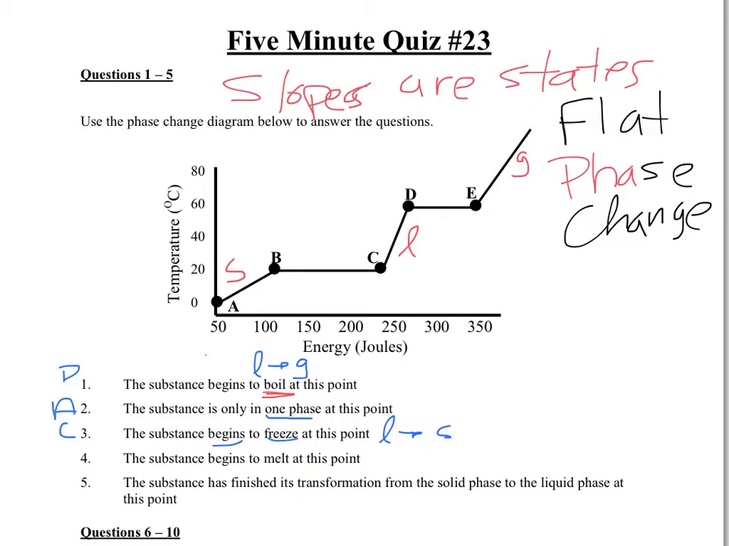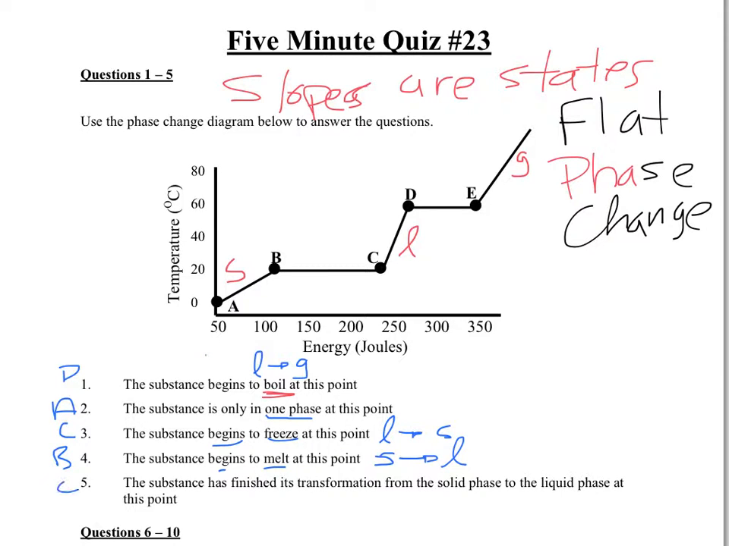Yeah. Okay? The substance begins to melt. What's happening with melting? Solid to a liquid. It's beginning to melt. B. Yep. B. No, just the point. The substance has finished its transformation from the solid to the liquid phase at this point.